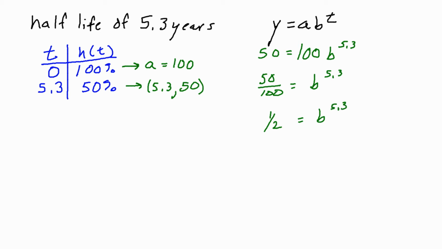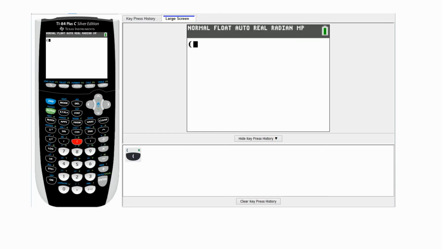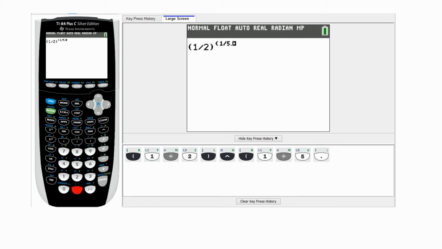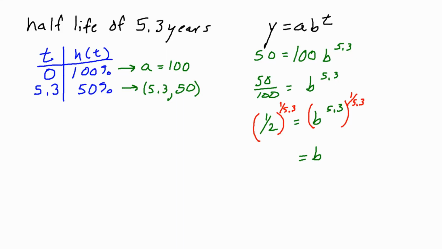And I need to get rid of my exponent. The easiest way to write this is just 1 over 5.3. You shouldn't have decimals in a fraction, but this is just going to make our life easier. That way the exponents for the 5.3 cancel, leaving me with just B. Then we need to calculate 1 divided by 2 to the parenthesis 1 divided by 5.3 power. Enter, and I get 0.877. Using 2 decimal places, 0.88.